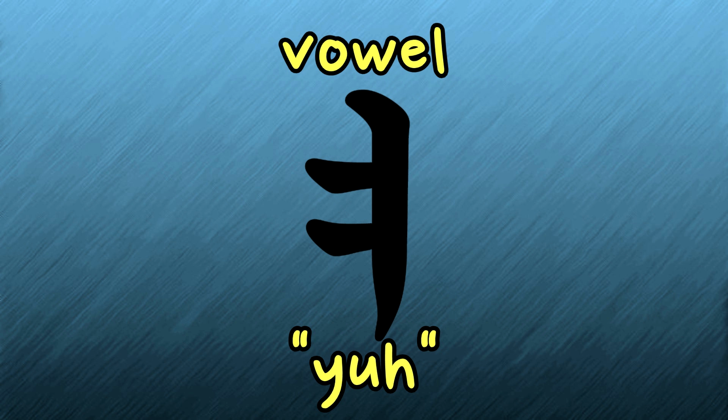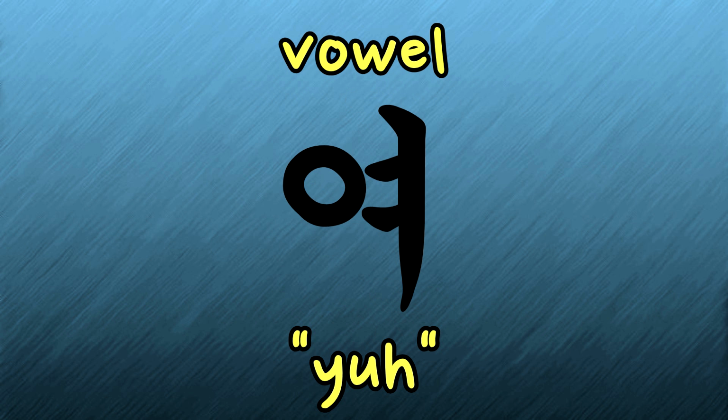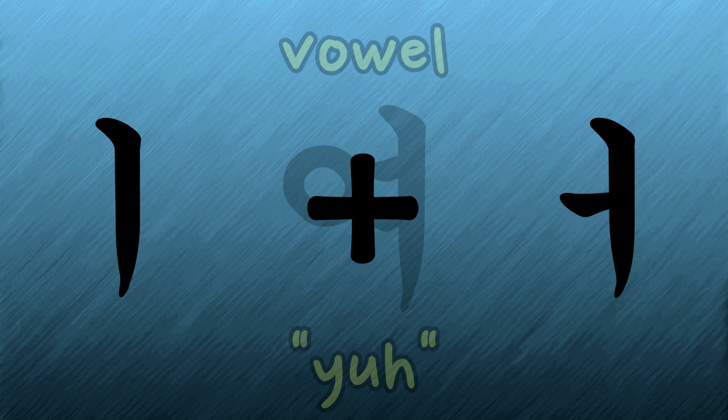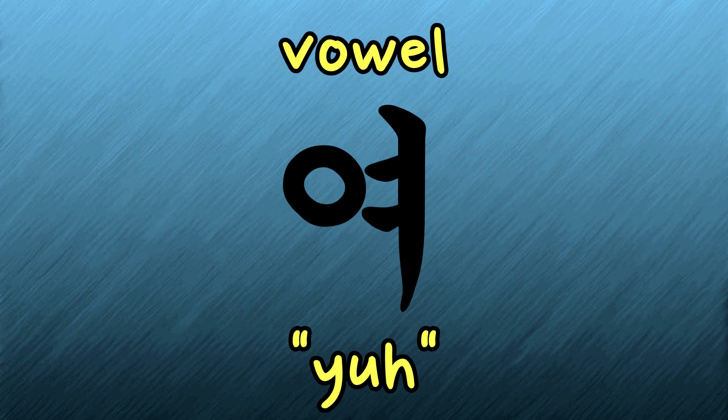To hear what this vowel sounds like, let's use our empty consonant that we previously learned. Now we can hear that this vowel has the sound yaw. You can think of this sound as a combination of the vowel e with the vowel aw. Said quickly, it becomes yaw. Let's hear it a few more times. Yaw.